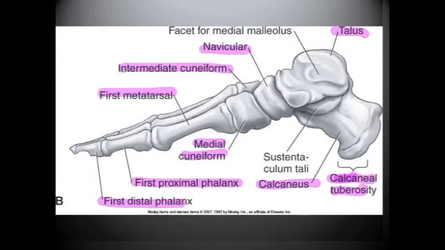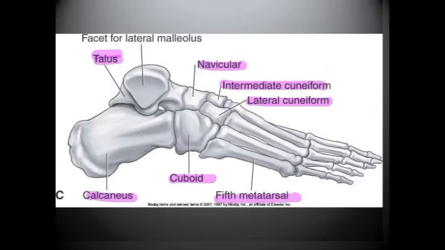This gives you an idea of the arch of the foot. As you can see, you have this shape, which helps to support the weight of the body. If we're looking at it from a lateral view, we're seeing the middle cuneiform, intermediate cuneiform, navicular, talus, calcaneus, first, second, third metatarsals, proximal and distal phalanges, and that's pretty much all that we can see from this image.